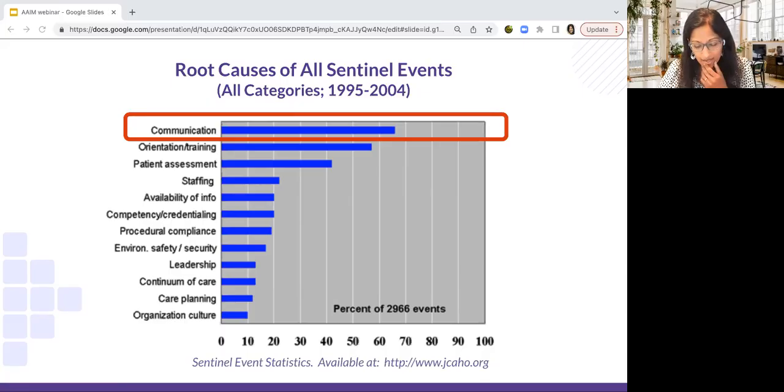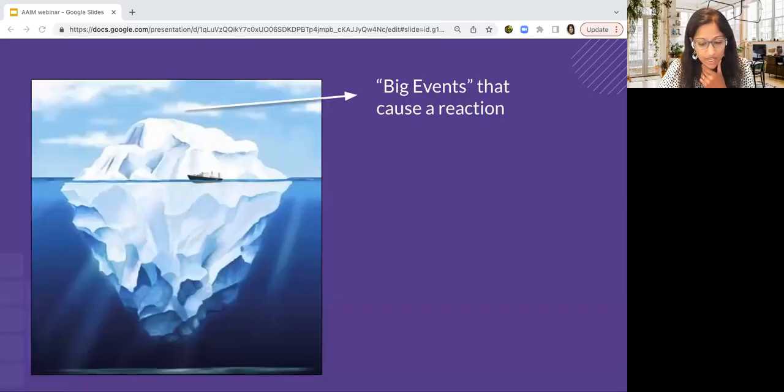This is just looking at sentinel events that are reported to JCAHO and how they attribute contributing factors to the events. But really, that's the very tip of the iceberg of what is actually happening in medicine.